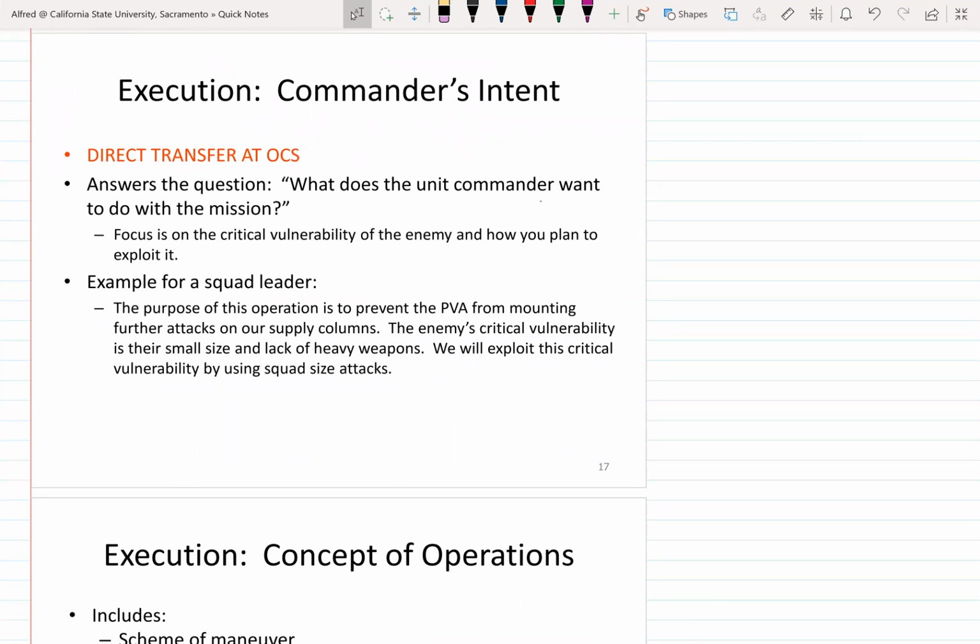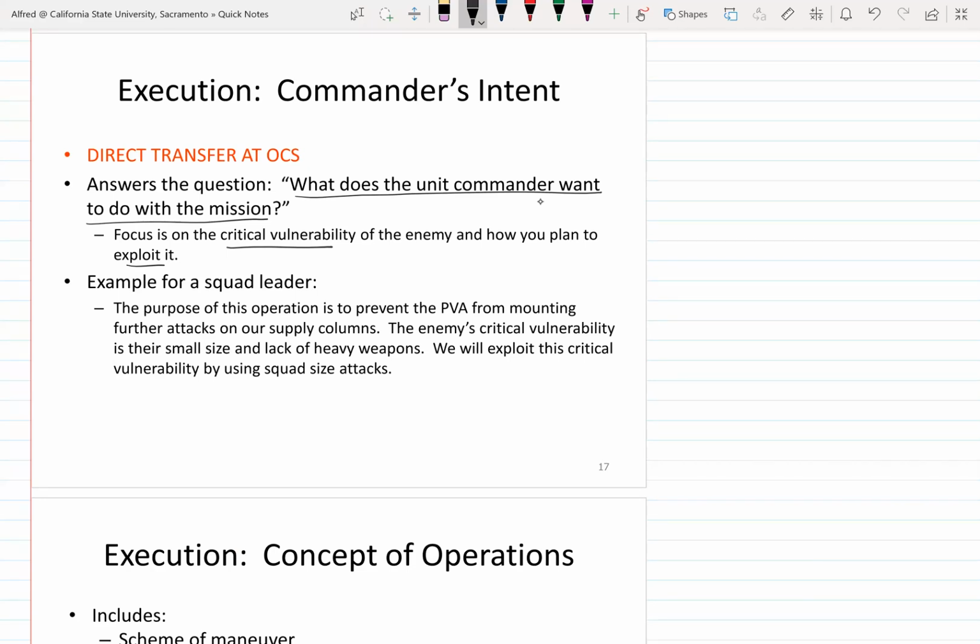Execution. The first thing is commander's intent. This is usually directly from the order given to you. So when they read it, you can basically just directly copy it. Basically, the commander's intent is what the commander wants to do with the mission, focused on critical vulnerabilities of the enemy and how to exploit them.